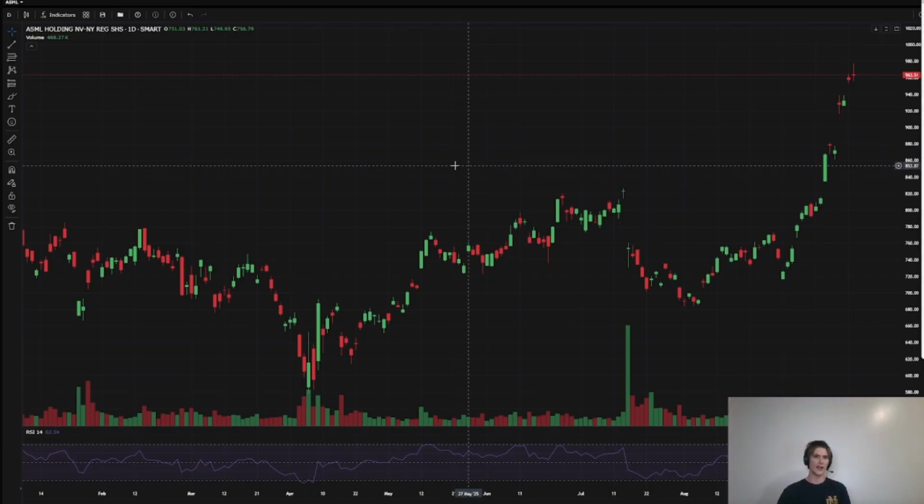So as you see, I have this ASML 3-month daily chart up, and this is what most traders will be looking at, most retail traders, investors. But if you're not going to be paying attention to the EMAs, guys, the exponential moving averages, you're missing the heartbeat of the market.